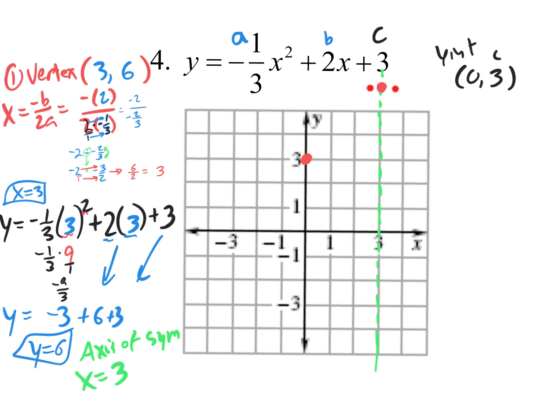As you could see, you could already imagine that it's a pretty wide parabola to cross through that point, and that makes sense because that's closer to 0. Okay, so it got vertically compressed, and it's opening down because it's negative.